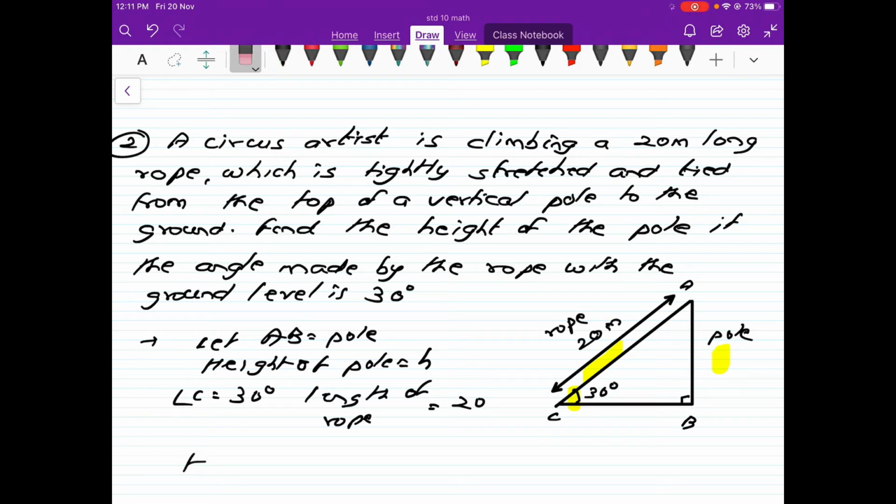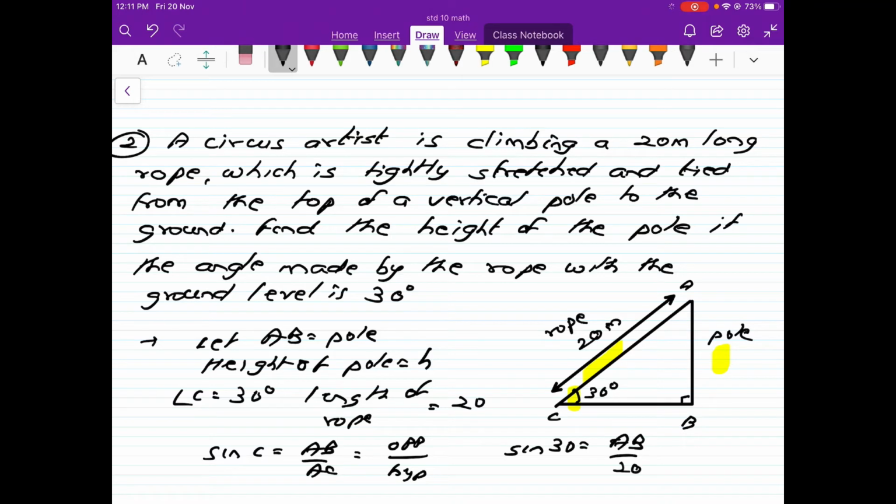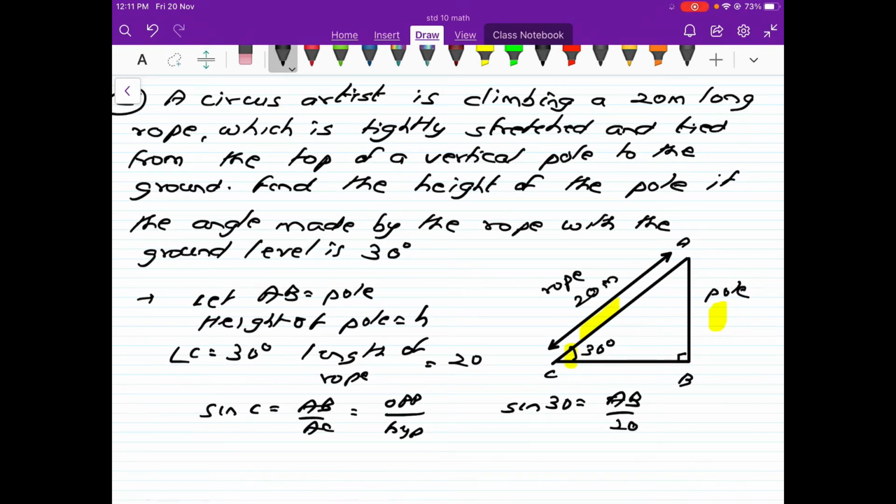So here what you will do is, you can put sine C is equal to AB upon AC, that is opposite side upon hypotenuse. So sine 30 is equal to AB upon 20. The value of sine 30 is 1 upon 2. So 1 upon 2 is AB upon 20. Therefore AB is 20 upon 2, which means 10 meters.